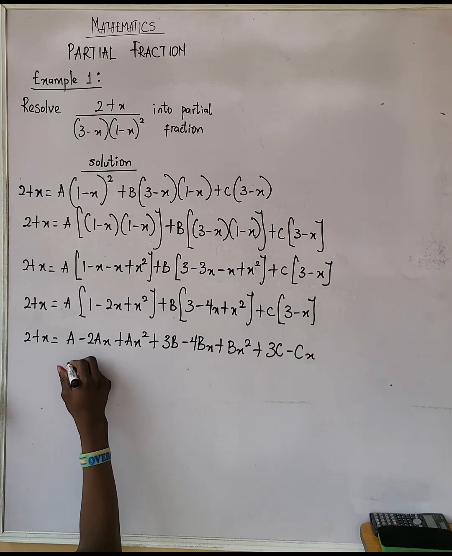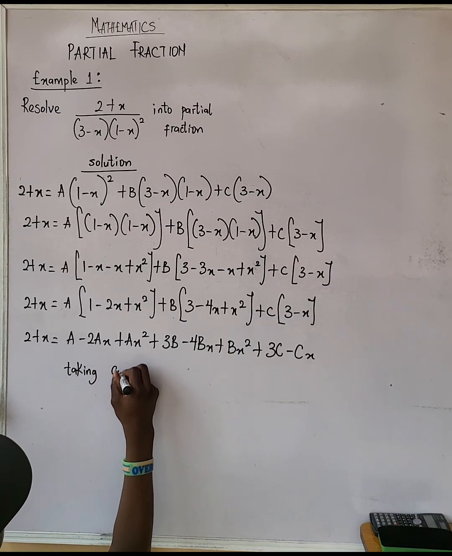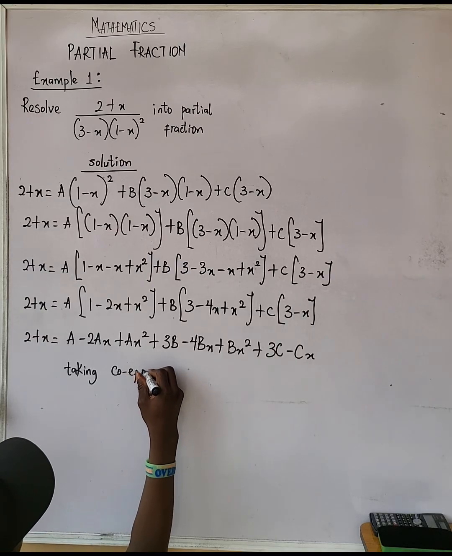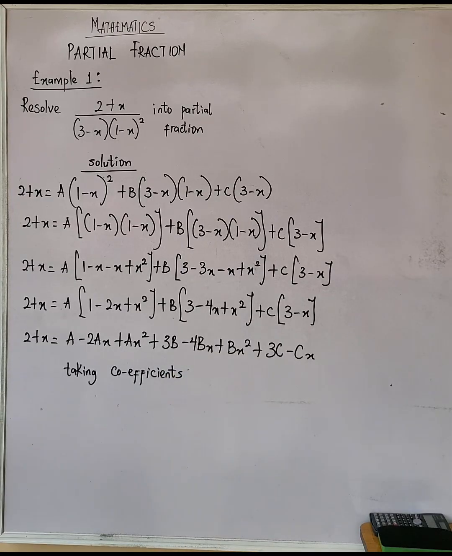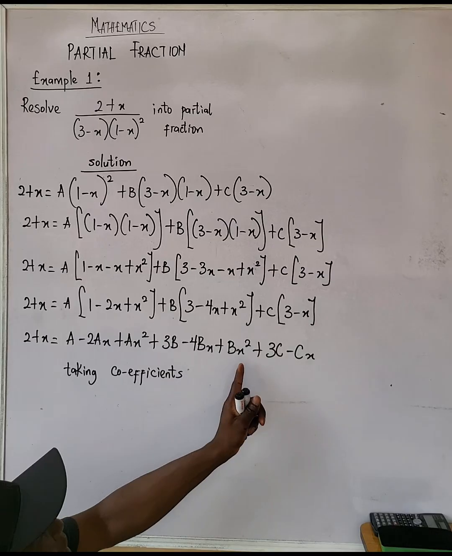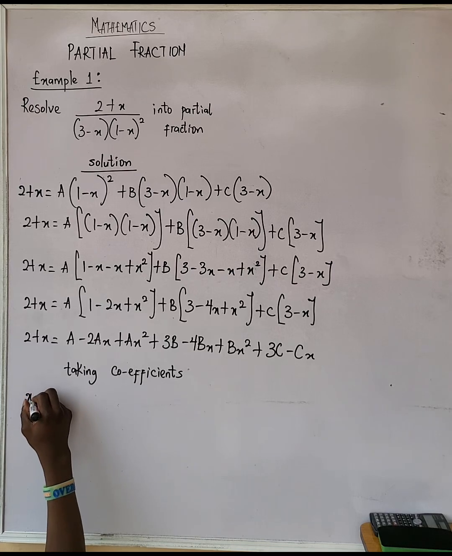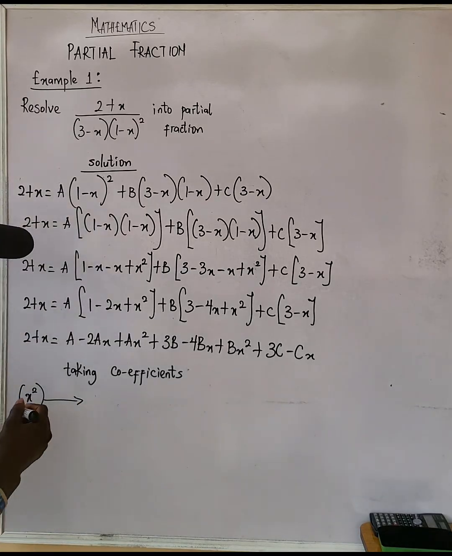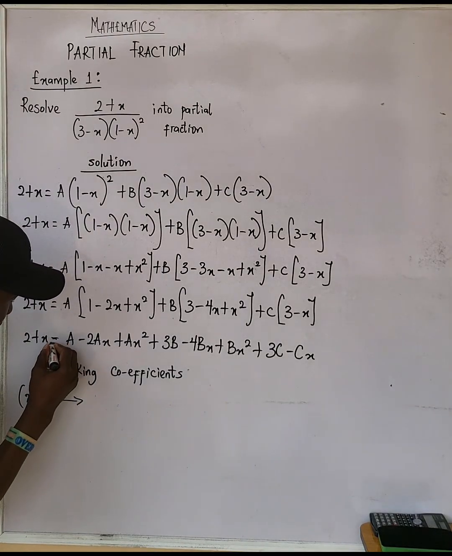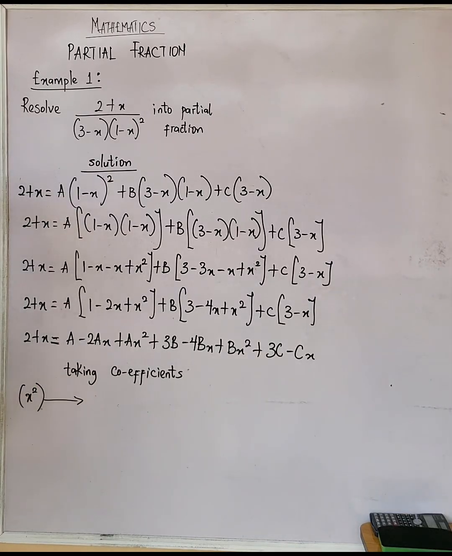Now the next thing you have to do is you say taking coefficients. Now, when we are taking coefficients, you look, what's the highest power of x? The highest power of x among all these values is what? X square. So I'm starting with x square. That's the highest power. Now, this is the equal sign. Anything on this side is the left hand side, while anything on this side, we call it right hand side, right?